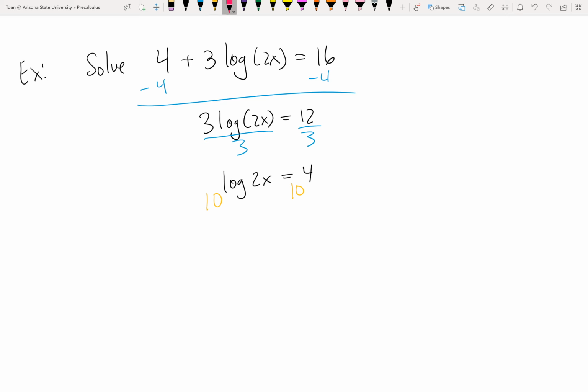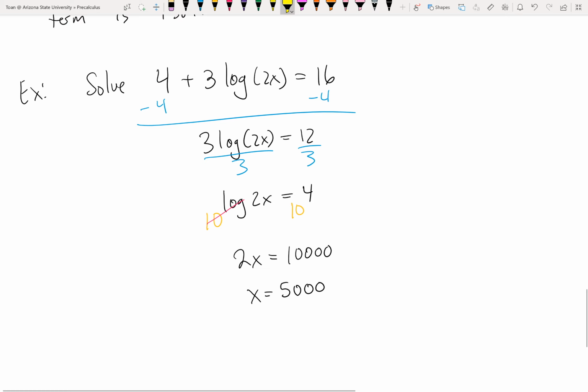The left-hand side, they quasi-cancel out, giving us 2x equals, and then this is just a number you figure out. 10 to the 4th is 4 zeros, so that's 10,000. And then the last step is to divide both sides by 2. So 5,000 is your answer. But of course, you've got to check your answer. So here's the original problem. You have to check against the arguments. That is definitely not going to be 0 or negative. So this is a good answer.